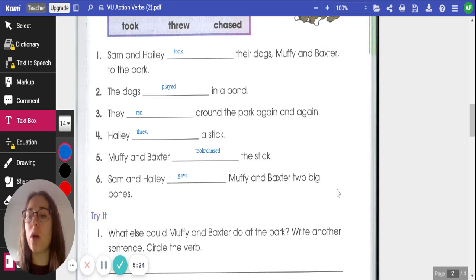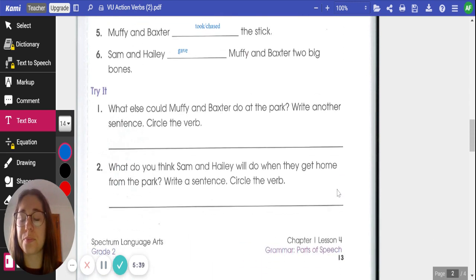All right, for number 4, we have Haley threw a stick. The action verb, or what Haley is doing, she threw a stick. Number 5, Muffy and Baxter took or chased the stick. And number 6, Sam and Haley gave Muffy and Baxter 2 big bones.